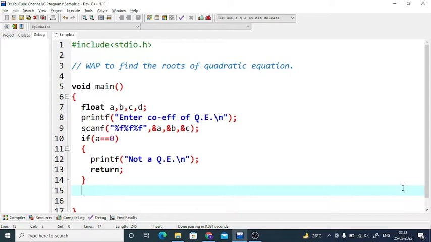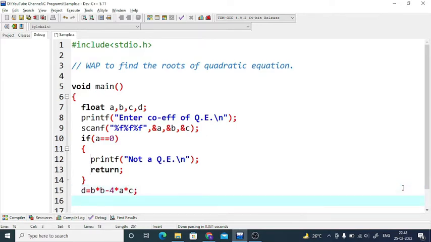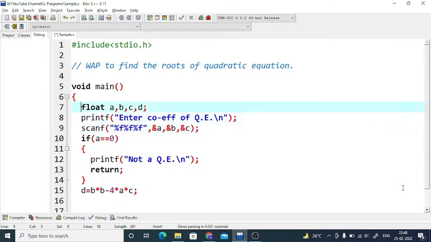Now when you go down, we are very sure that it's a quadratic equation. So I'll first calculate the value of delta, that is b square minus 4 into a into c. Now the type of roots depends on the value of d. For storing the roots, I would require two variables, so I can create them. Let me put them as x1 and x2 for simplicity.